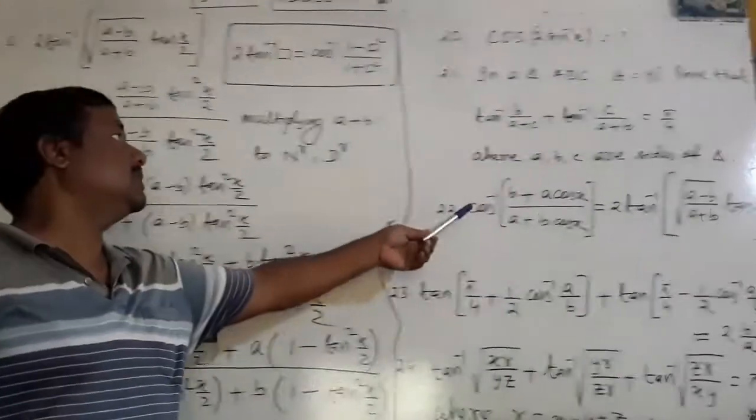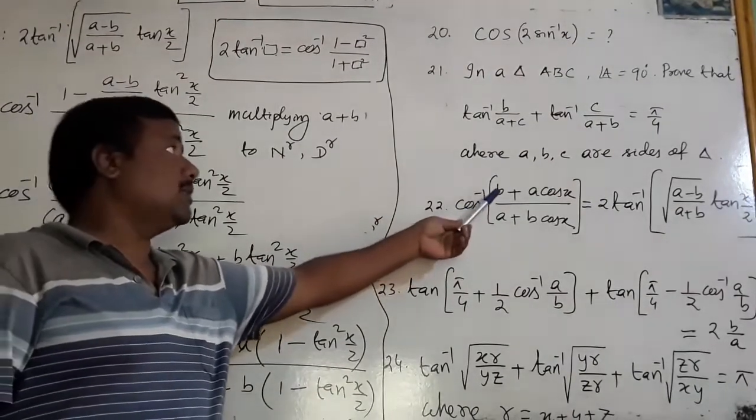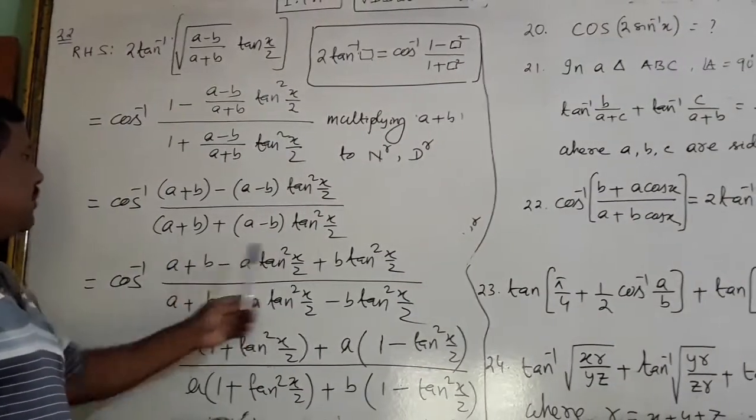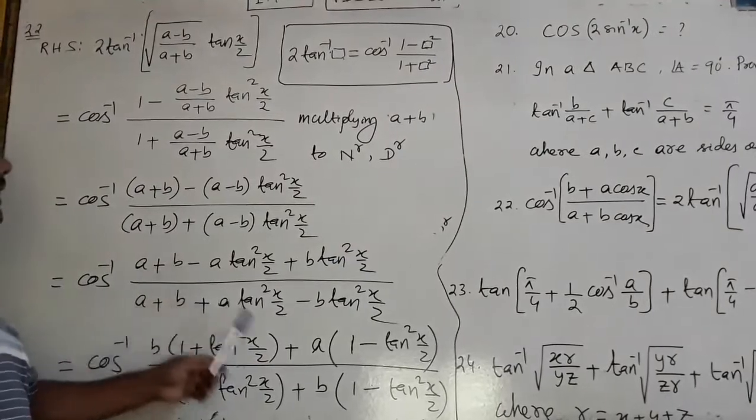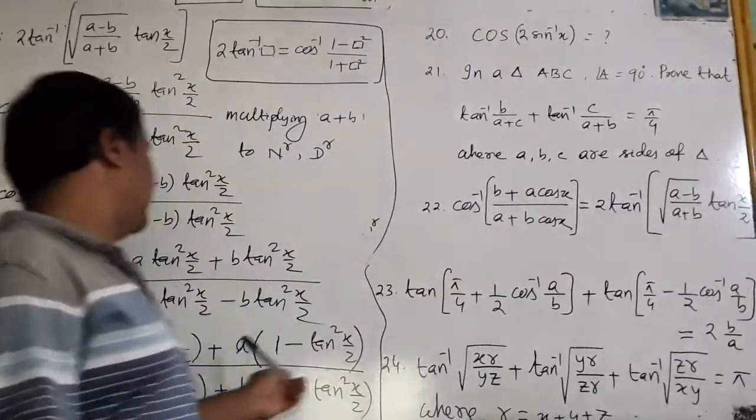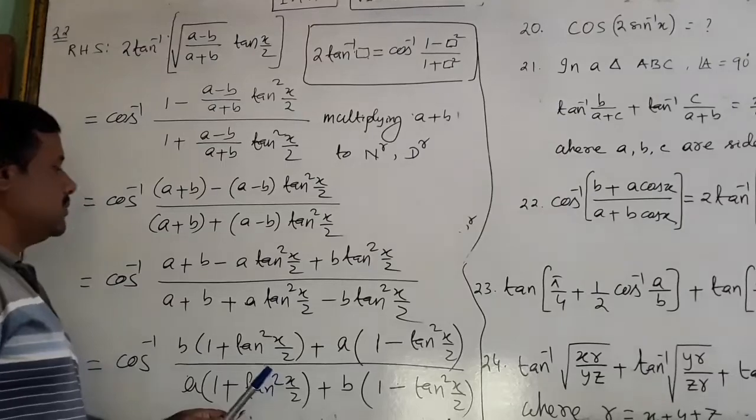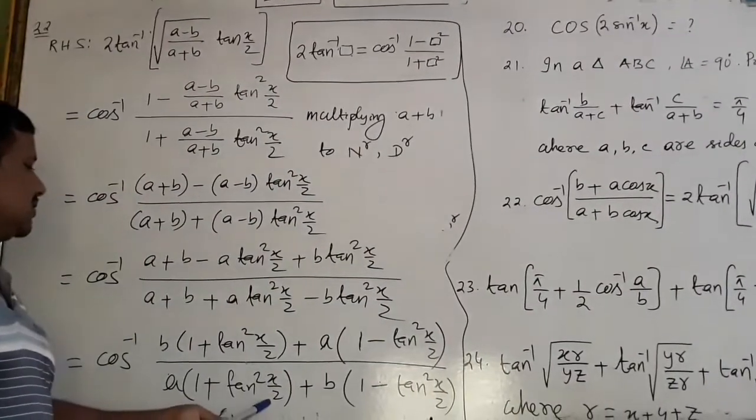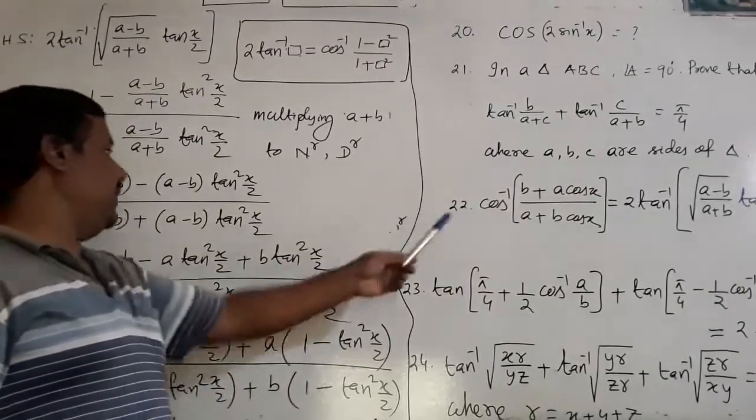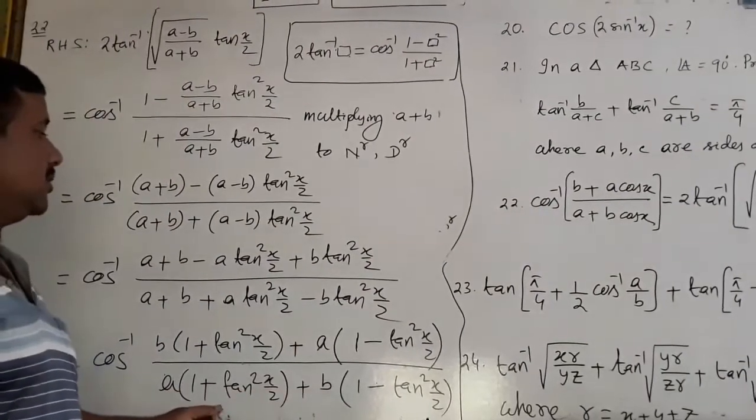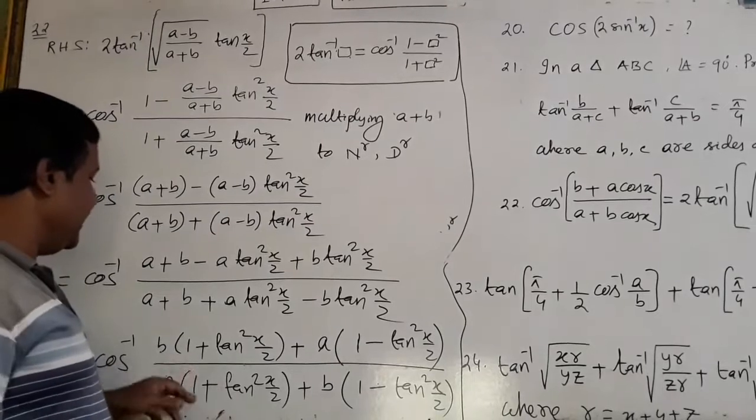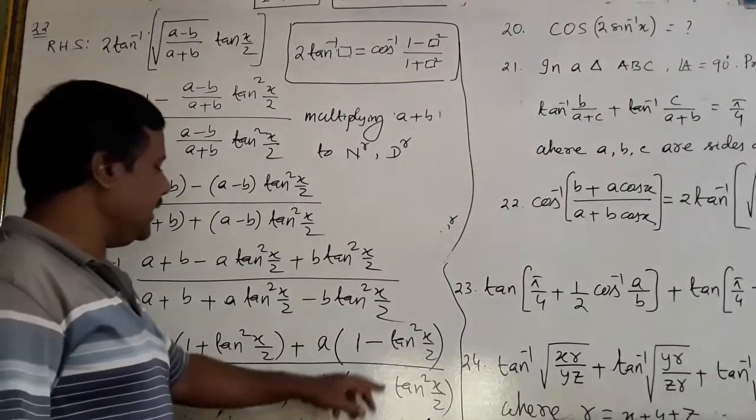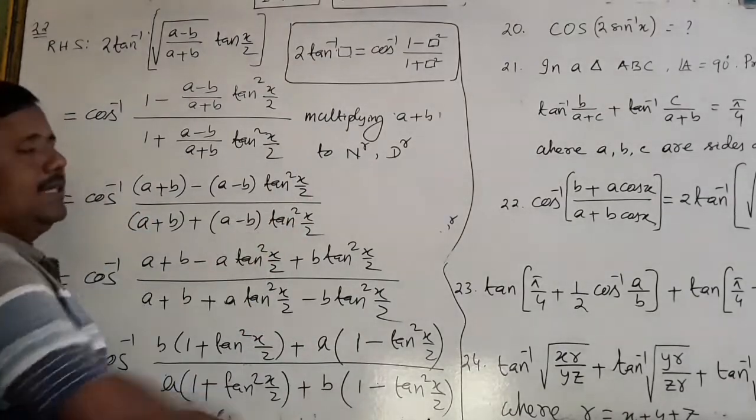Now, look at the question. What does it ask you? It asks for b first. So take b common: it is 1 plus tan square x by 2. Then take a common, it is 1 minus tan square x by 2. Similarly, take a common, 1 plus tan square x by 2, then take b common, 1 minus tan square x by 2. Then if you divide by 1 plus tan square x by 2 in numerator and denominator, you will get the answer.